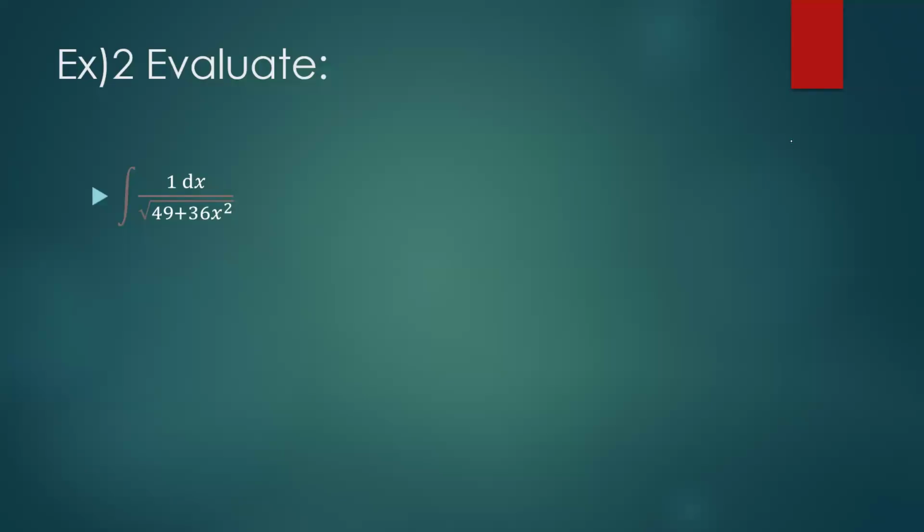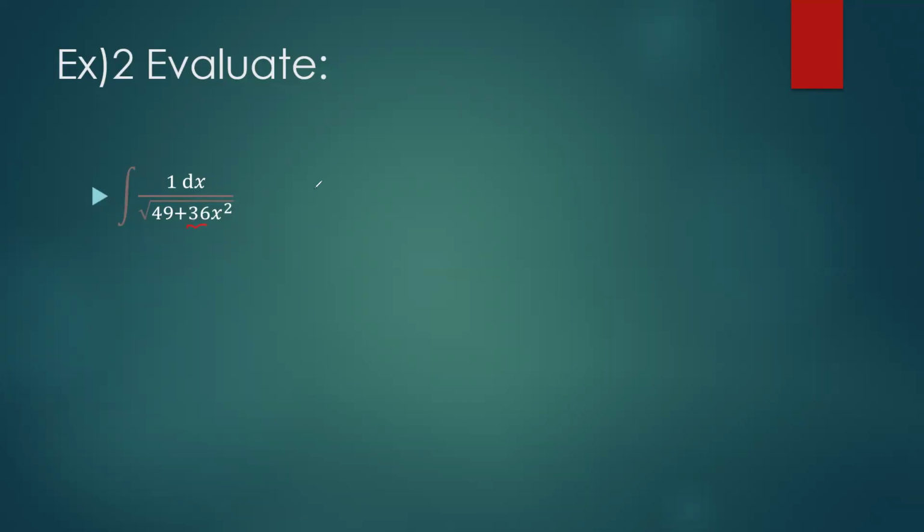Hello, in this video I will do example 2 of integration by trigonometric substitution. So this would be example 2. Example 2 says evaluate dx over the square root of 49 plus 36x squared. The first step is to figure out the appropriate substitution. The problem before, example 1, we didn't have this 36.